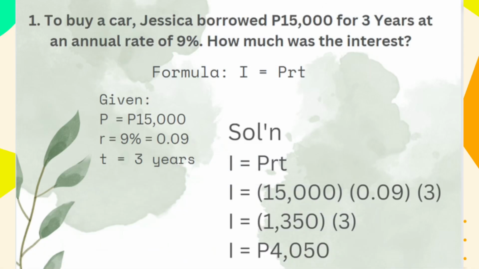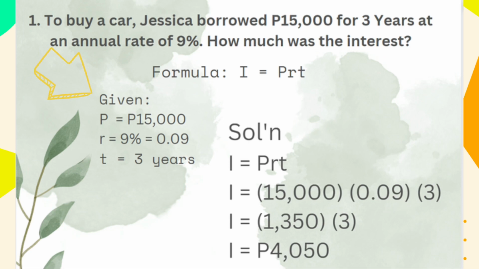Now we have the first problem. To buy a car, Jessica borrowed 15,000 pesos for 3 years at an annual rate of 9%. How much was the interest? The problem is asking for the interest. The formula that we are going to use is I equals PRT, meaning I equals principal times rate times time.